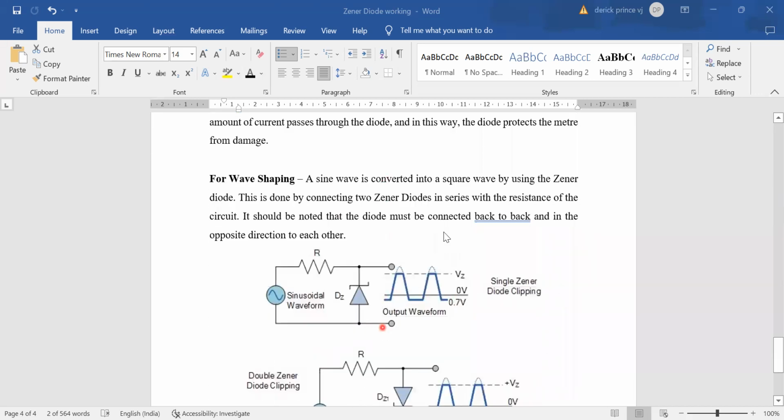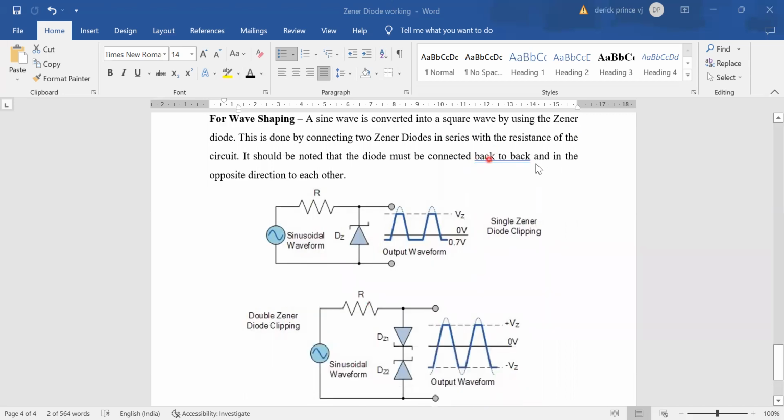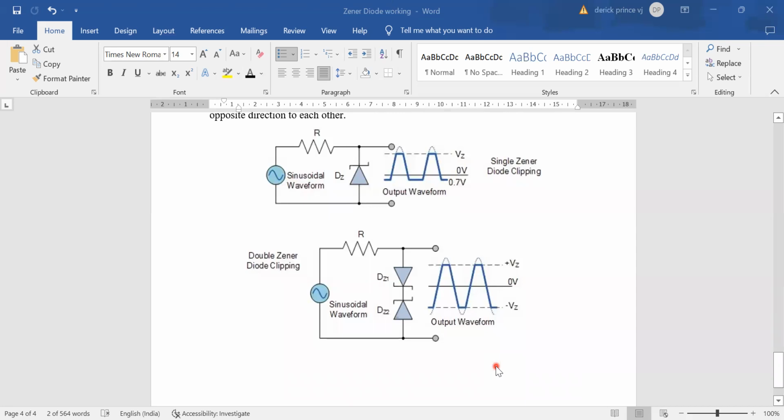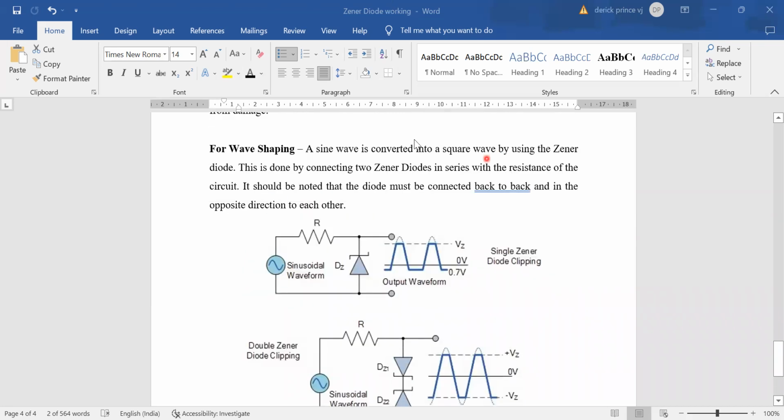Next is wave shaping. A sine wave is converted into a square wave by using the Zener diode. We can connect a single Zener, or we can connect two back to back in the opposite direction. According to our output need, we can connect the Zener and get clipping and clamping of the output. So a sine wave can be converted into a square wave.